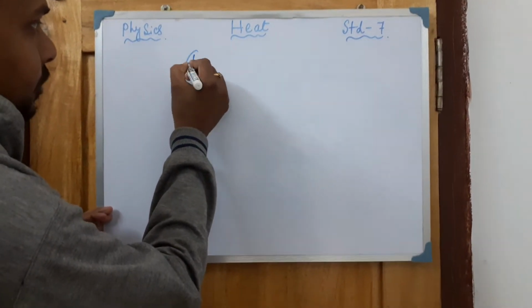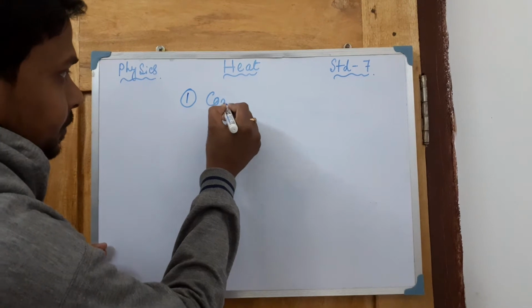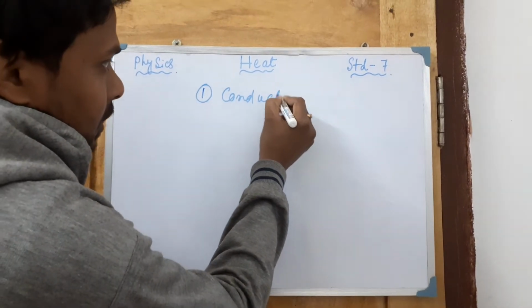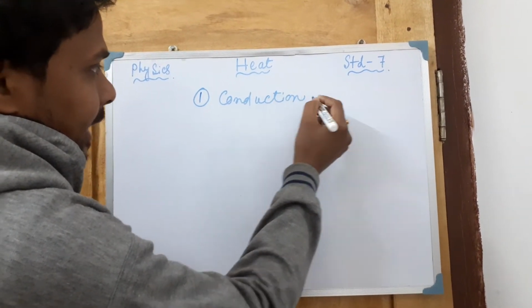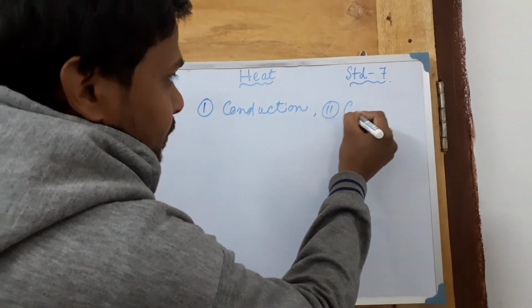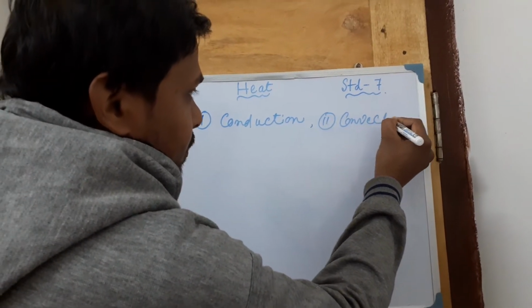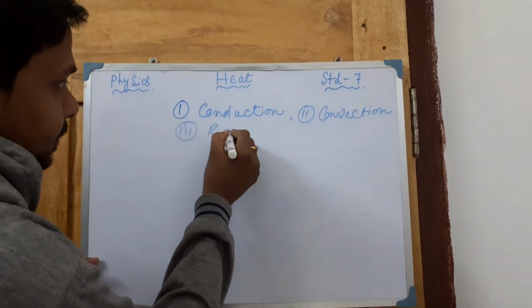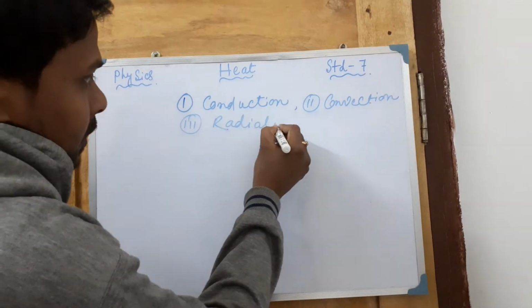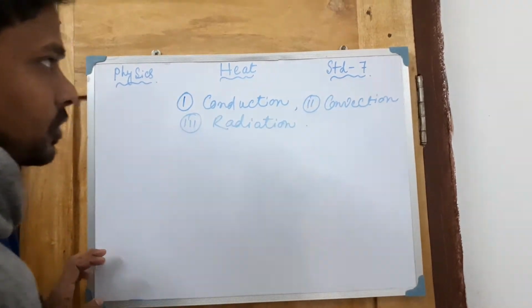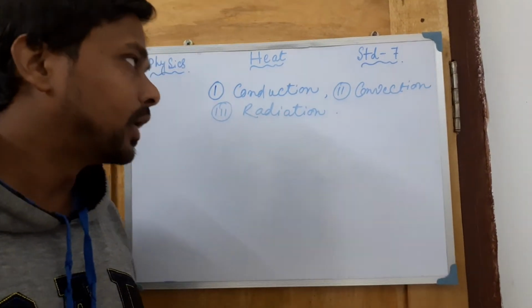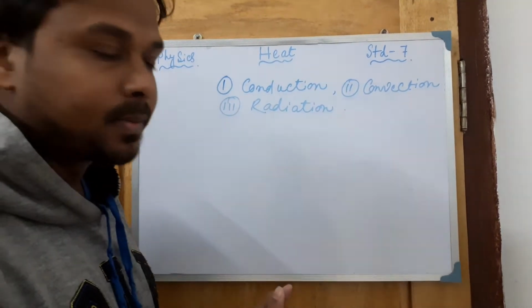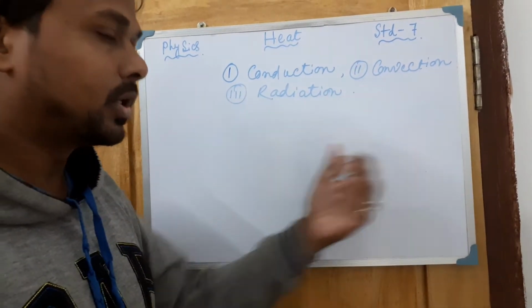One is actually known as conduction. Second one is convection, and third one is the radiation. These are the three modes, three methods, by which we all know that heat can be transferred from one particular position to the other point.